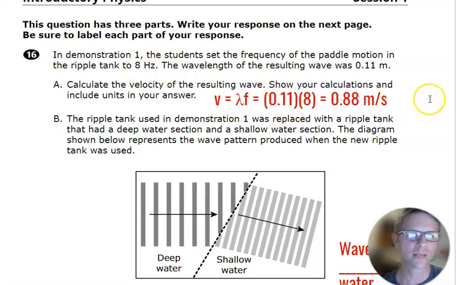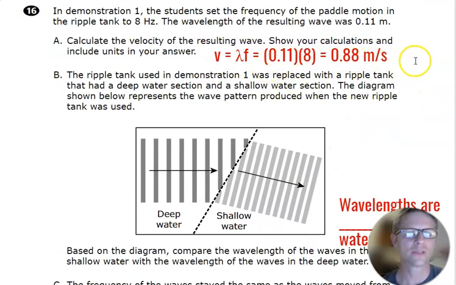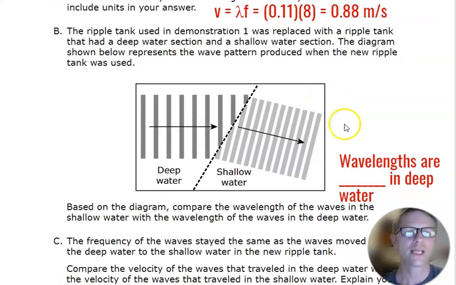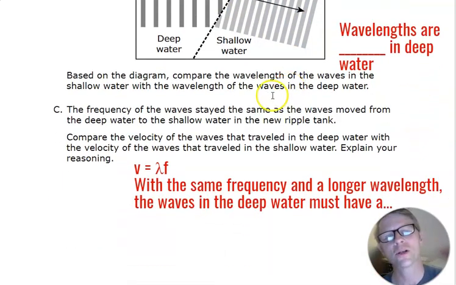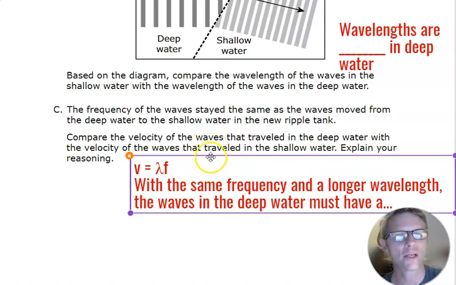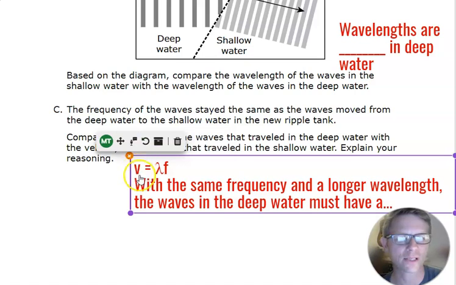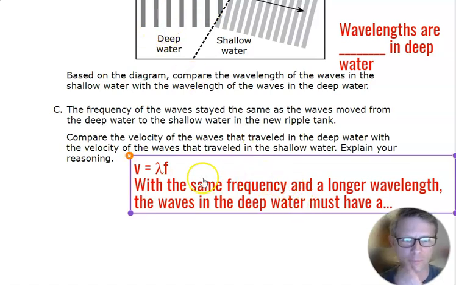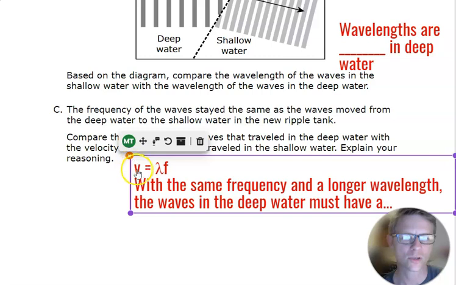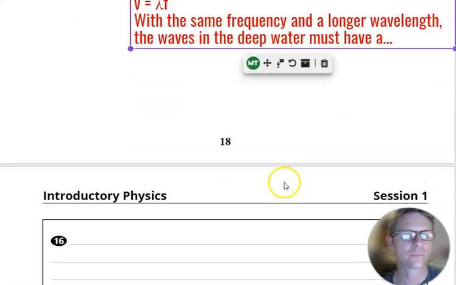They give you straight up the information, and you can just calculate the velocity of the wave. They ask you to look at this, and you can see in the diagram the deep water waves are farther apart. So there you go. And then for part C, we're comparing the velocity of the waves. If they tell us that the frequency is the same, but there's a longer wavelength here, then from the equation, a longer wavelength would result in a longer velocity.